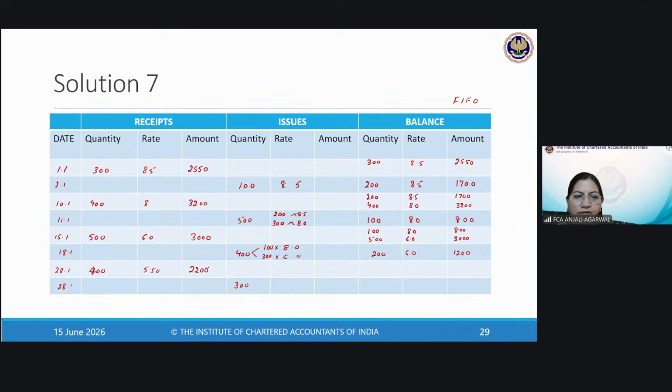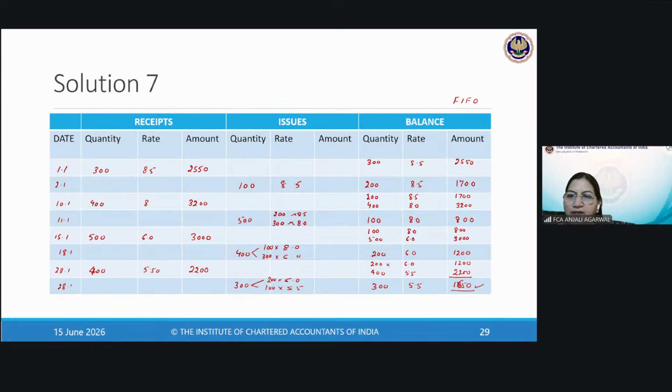Then you again have received 400 at the rate of 5.5. So on this date, you will have 200 units at the rate of 6 and 400 at the rate of 5.5. So the 300 units that you will consume is 200 at the rate of 6 and the remaining 100 will go from the 5.5 rate lot. What will remain is 300 at the rate of 5.5. Your closing stock would be 1650.